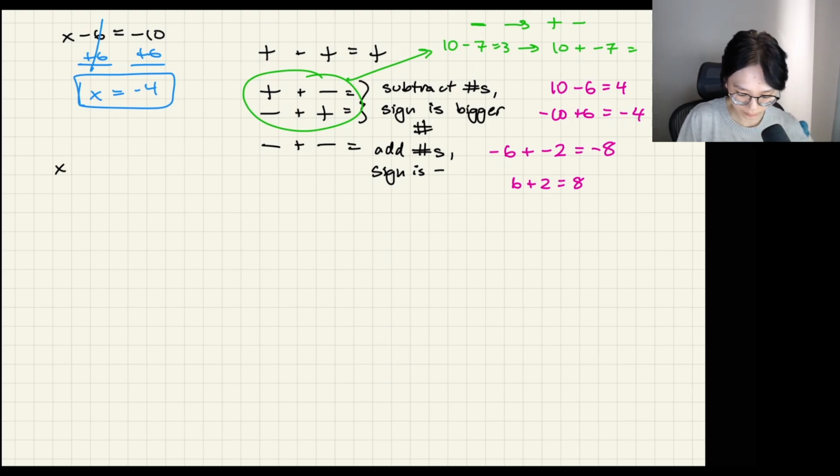x plus 10 equals negative 2. What are we solving for? The x. It's on this side of the equal sign. What else is here? The plus 10.